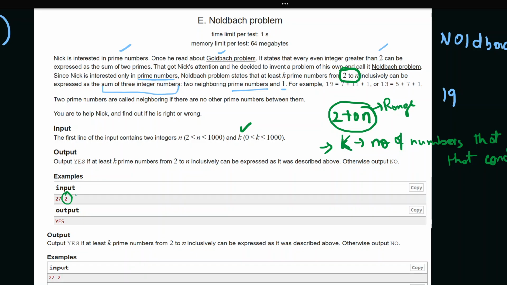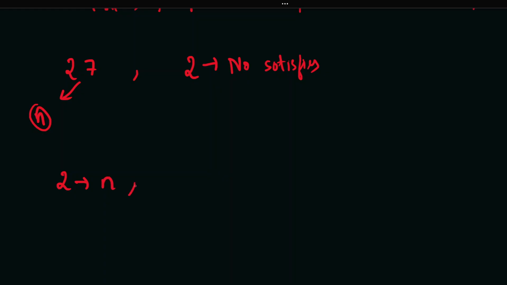Cool. Here, let's take an example. 27 2. Yes, 27 2 is an example. 27 and 2. So we need two numbers which satisfy the condition, and 27 is the value of n. Cool. So 2 to n is what we are traversing. In our case, it will be 2 to 27.